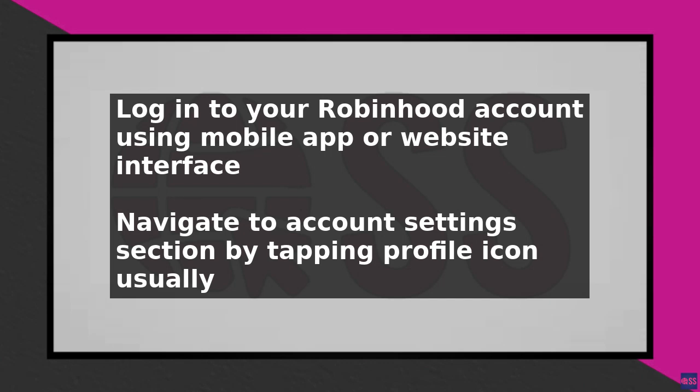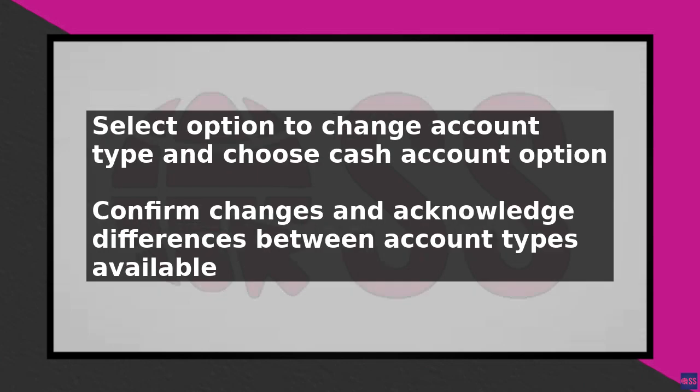To begin, log into your Robinhood account using the mobile app or website. Once you are logged in, navigate to the Account Settings section, which can usually be found by tapping or clicking on your profile icon. In the Account Settings section, look for the option to change your account type. Select the option to change your account type and choose Cash Account from the available options. You may be asked to confirm that you want to change your account type and acknowledge the differences between a cash account and other types of accounts.